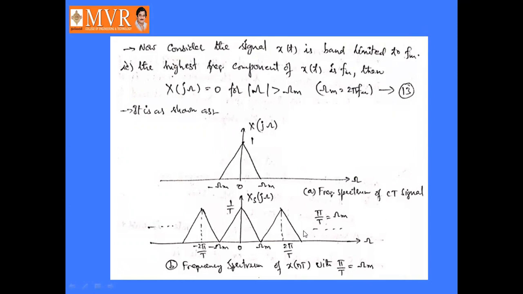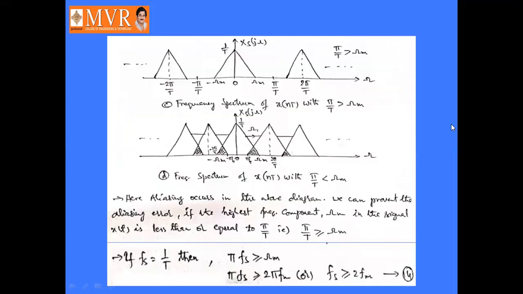It is expanded like this. If pi by T is equal to omega m, then X of j omega versus omega can be represented like this. Then if pi by T is greater than omega m, it can be expanded, spreading from minus 2 pi by T to plus 2 pi by T. Here pi by T is greater than omega m. If pi by T is less than omega m, it is represented like this: minus omega m to omega m, and minus 2 pi by T to plus 2 pi by T.